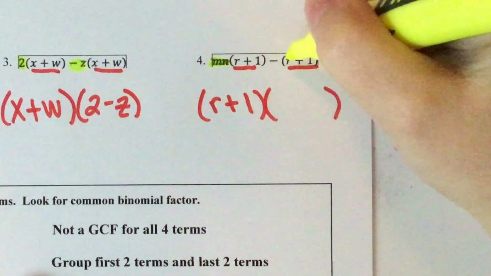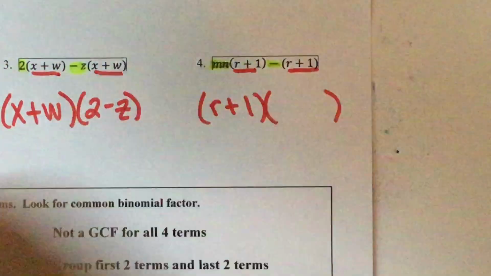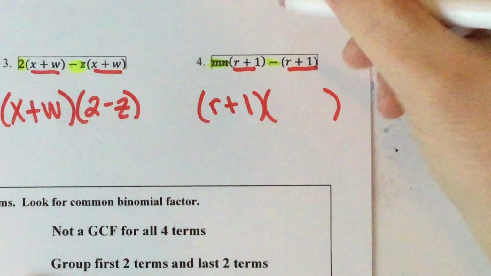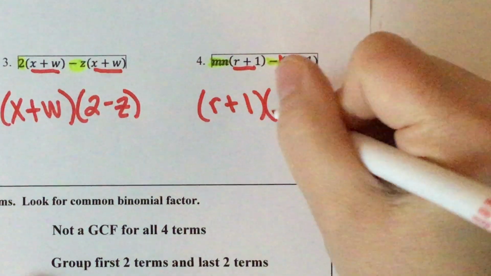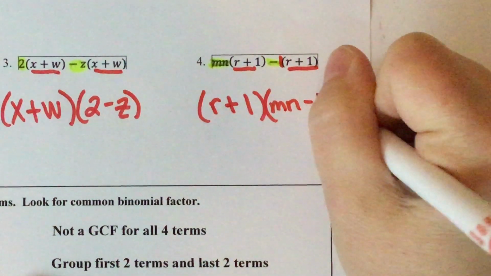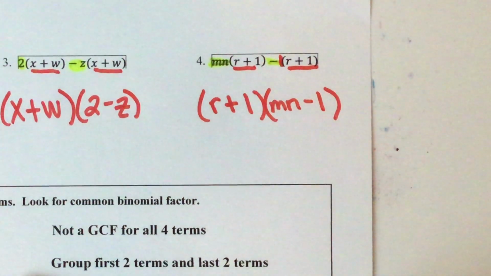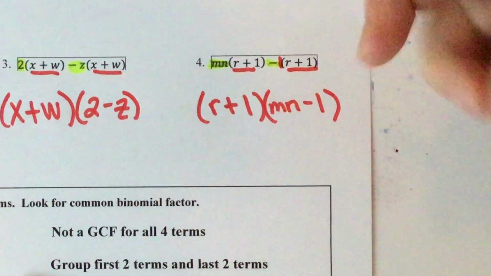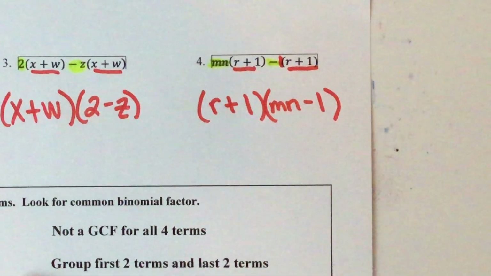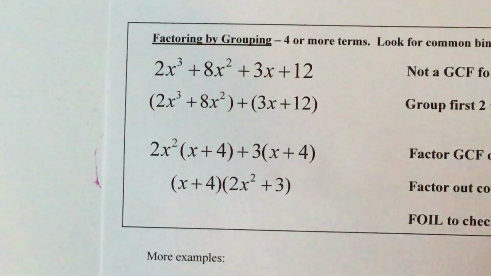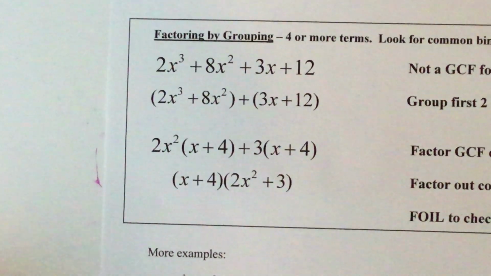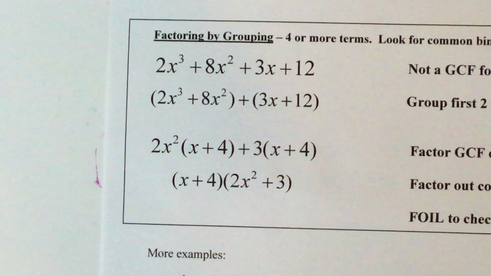Mn minus 1. Remember, if you don't see the number in front, it's understood to be a 1. So it's Mn minus 1. Okay, so now I'm going to teach you how to get this original setup from the very beginning. I've got a problem all worked out in the box for you, but sometimes when I go through the explaining of it, it confuses people. So let's just start one fresh.